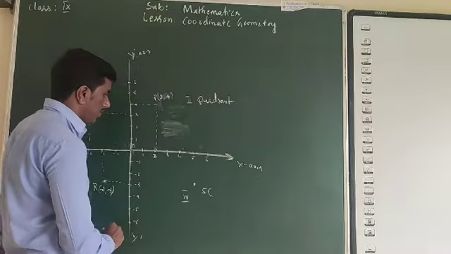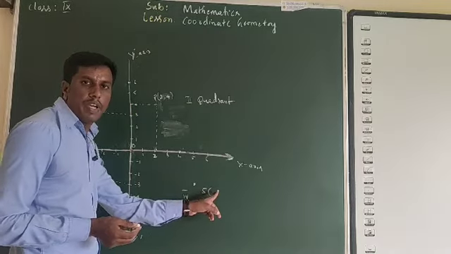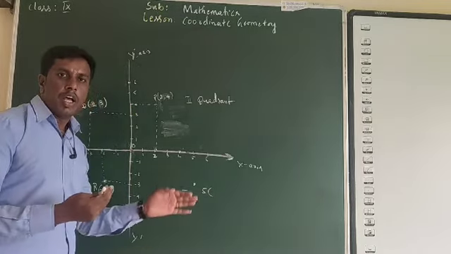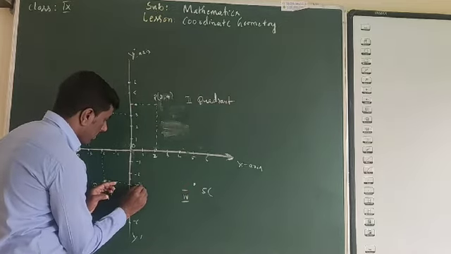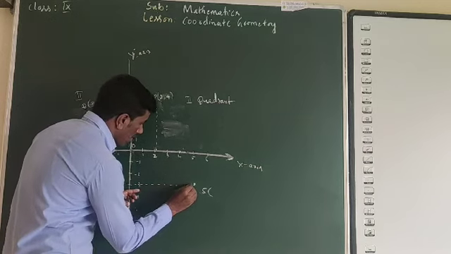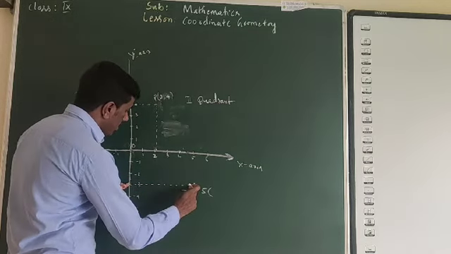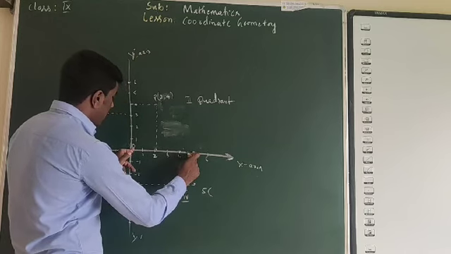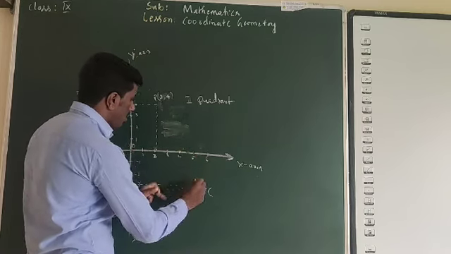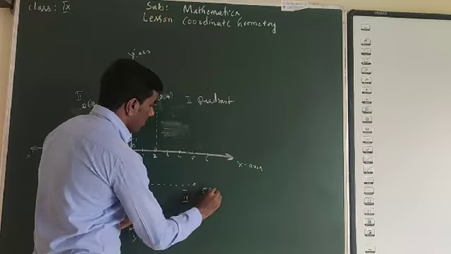So S of x comma y. X in the sense abscissa. Abscissa in the sense perpendicular distance from the y-axis. From the y-axis, how much is the distance of the point? You can observe on the x-axis 1, 2, 3, 4, 5. Of course, it is positive. So it is 5.